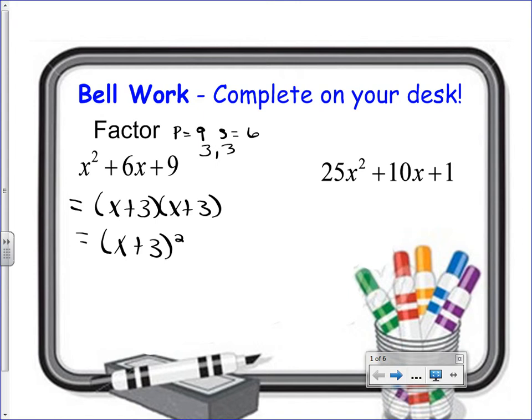Okay, what about this one? This is one of our tricky ones. So I have to find two numbers that multiply to what? Thank you, Zach. And add to, Austin, 10. What two numbers multiply to 25 and add to 10? 5 and 5. Okay, now I can't just put x plus 5 in the brackets. What do I have to do here?